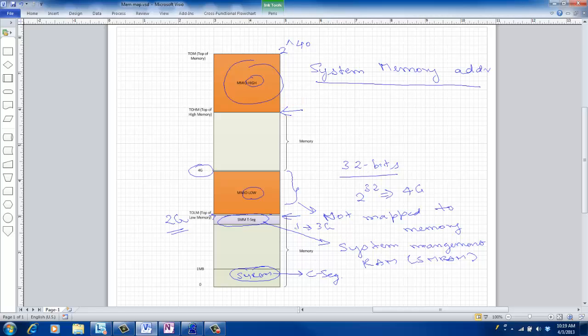So to recap, we have memory holes in the address space. They are called memory mapped IO low for the MMIO hole below 4 gig and MMIO high for the hole above 4 gig. We have memory starting from 0 all the way to top of low memory, and then from 4 gig to the top of high memory. So let's, in the next video, look at the lower 1 meg space here and see what it contains.